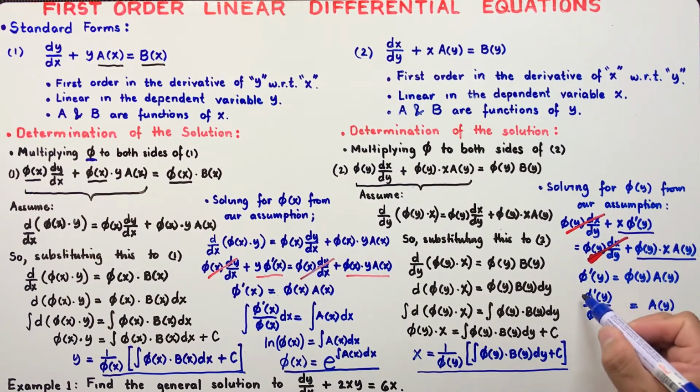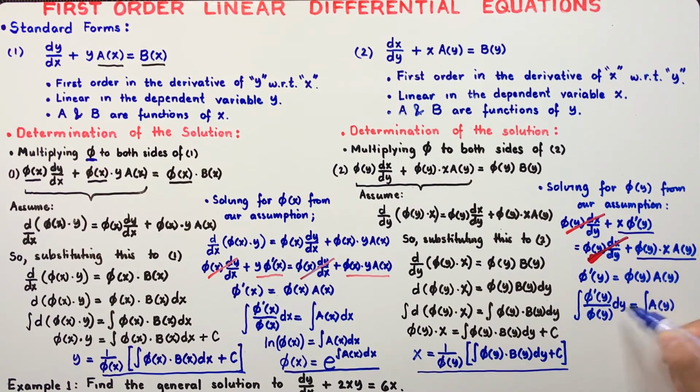And taking the integral of both sides of the equation with respect to y, here we have the natural log of phi of y, because we know from integral calculus that the integral of the derivative of a function divided by the function itself is equal to the natural log of that function. And this is equal to the integral of a of y dy here.